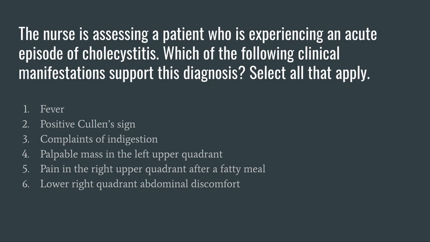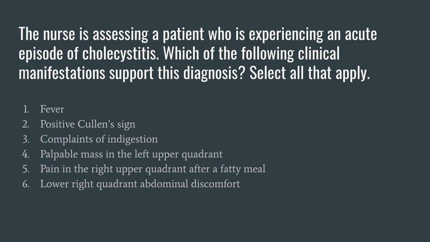Three, complaints of indigestion. Yes, we know that cholecystitis can cause nausea, vomiting, heartburn, indigestion. Four, a palpable mass in the left upper quadrant. We know that the gallbladder and all of these symptoms will be located in the right upper quadrant. Anything that's not in the right upper quadrant is going to be the wrong abdominal location, so we can rule out four.